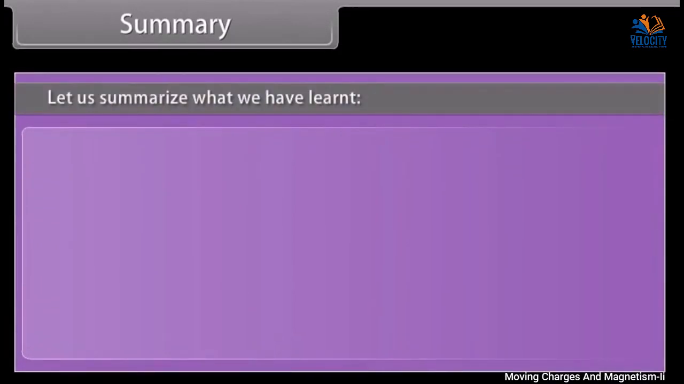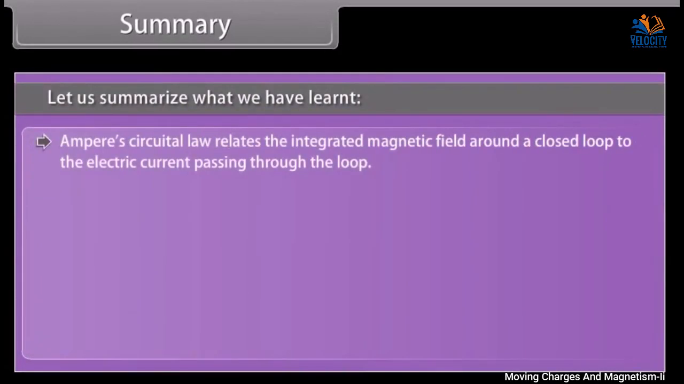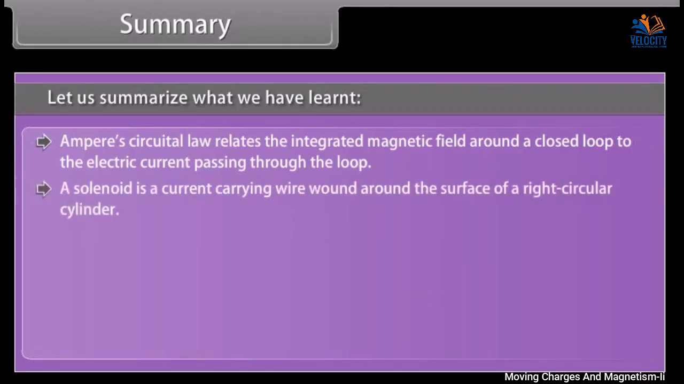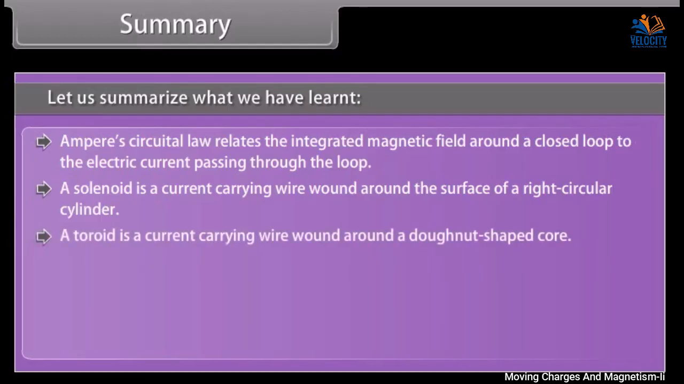Summary. Let us summarize what we have learned. Ampere's Circuital law relates the integrated magnetic field around a closed loop to the electric current passing through the loop. A solenoid is a current-carrying wire wound around the surface of a right circular cylinder. A toroid is a current-carrying wire wound around a donut-shaped core.